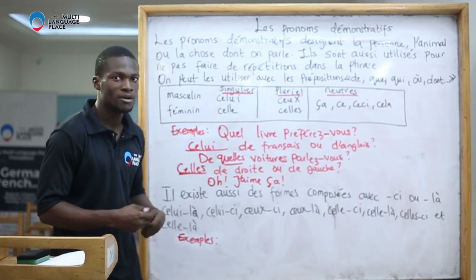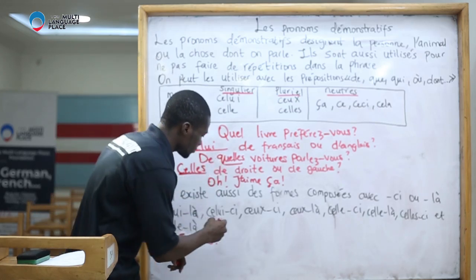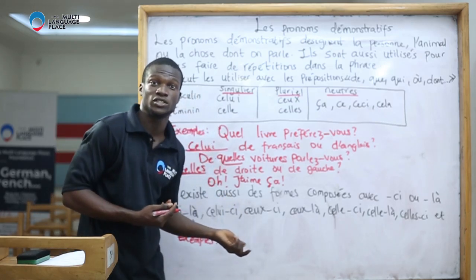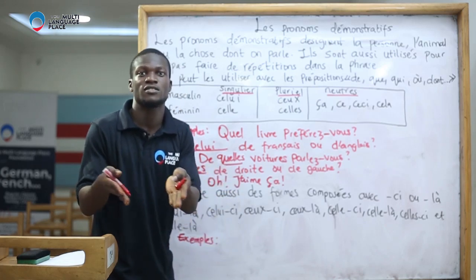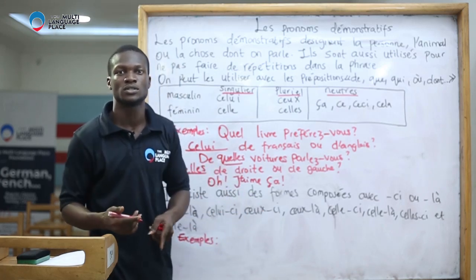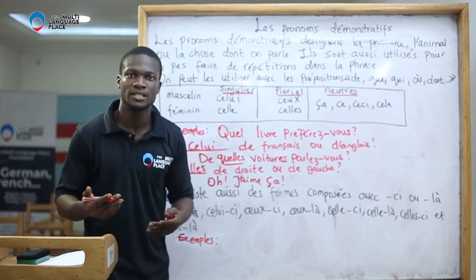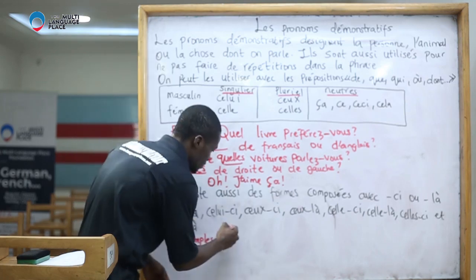Prenons des exemples. Let's take some examples. Let's ask a question and we say this one or that one, or these ones or those ones, depending on how the case may be.